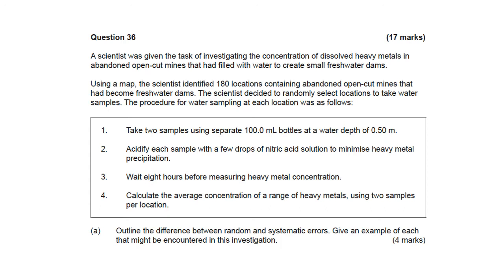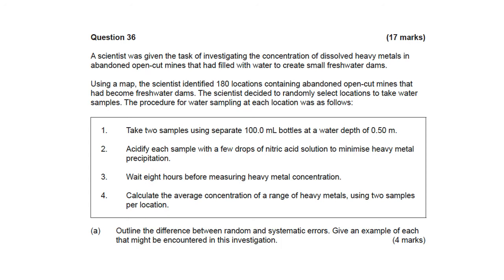Outline the difference between random and systematic errors, so that's just defining them. Give an example of each that might be encountered in this investigation. Okay, so let's have a think. The difference between them, so you define them, and give an example that might be encountered in this investigation. So you've got to look for things that can either be random error, something that would be measured above and below, and then something that would screw it up only in one direction.